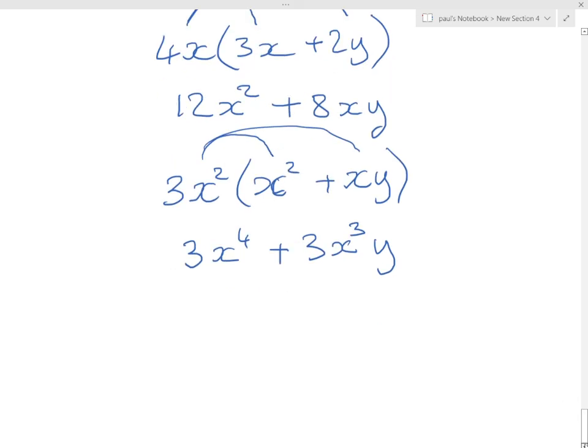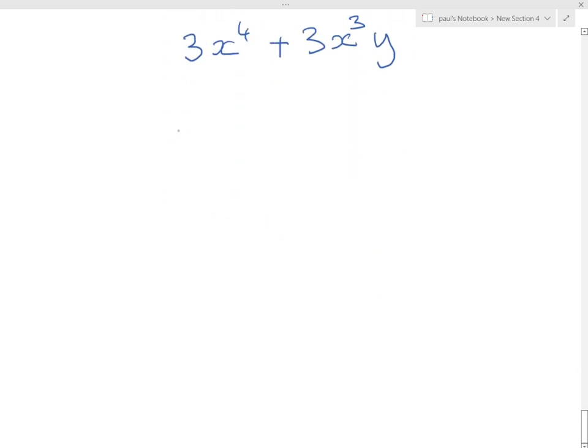Or should we do a minus number just to finish? 5x times minus x plus y. Okay, so that times that. There's no numbers inside, so we just write the 5. Now x times minus x. Now that would be minus x squared.